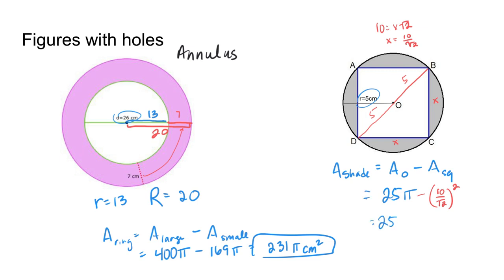So I'm going to leave this as 25 pi. 10 squared is 100. Square root of 2 squared is 2. I get 25 pi minus 50. Again, you can go ahead and approximate 25 pi and get an approximate answer, but this is your exact answer, and this is fine. Depends on the directions of the problem.